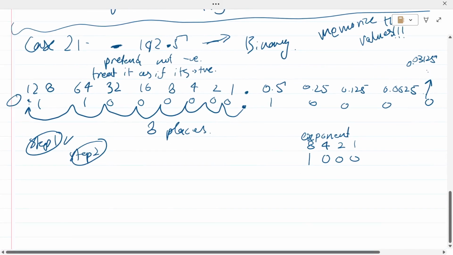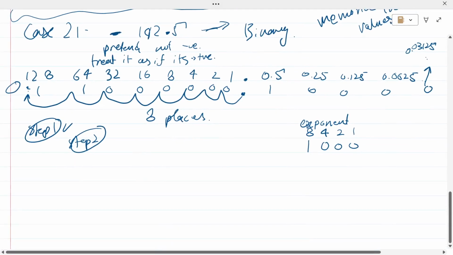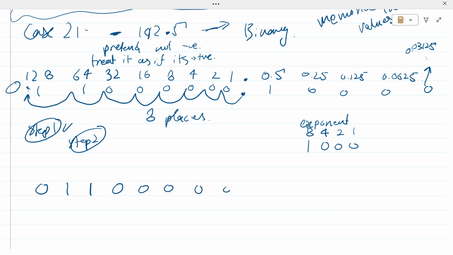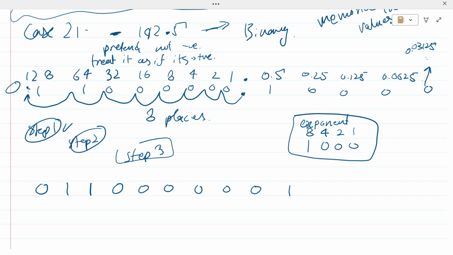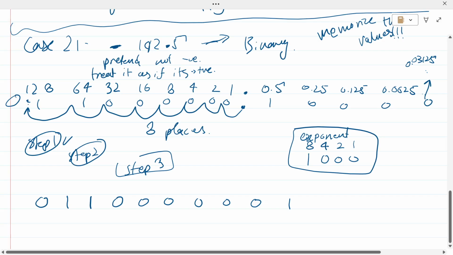And as for our mantissa, what is our mantissa? That is 0, 1, 1, 6, 0, 0, 0, 0, 0, 0, and a 1. So here we have our exponent and here we have our mantissa. This is our step 3, right? Now beware, this is not where it ends.